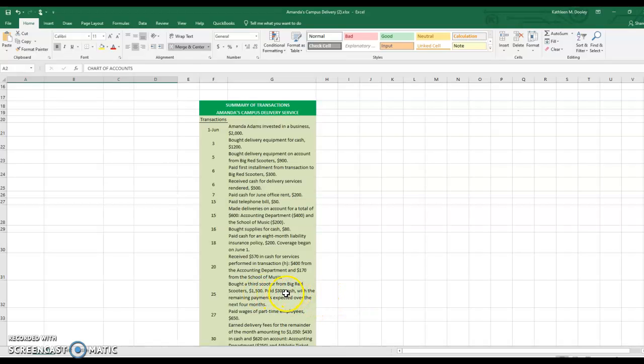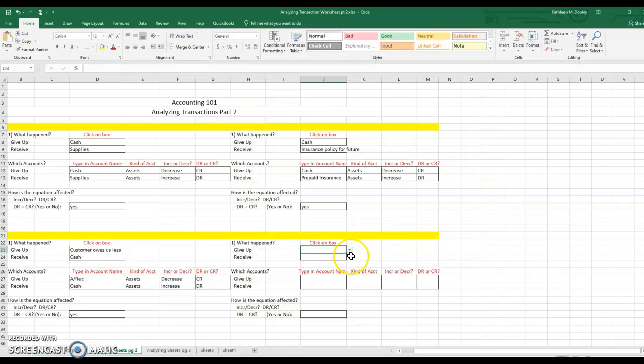We're giving up some cash of $300, and we're giving up the fact that we owe out to the vendor called Big Red Scooters. We owe them $1,200. So we're giving up two things that equal $1,500, and we're receiving one thing that equals $1,500. You can break this up into two parts, showing the cash part in one section and the on account part in another, or you can put it all together.